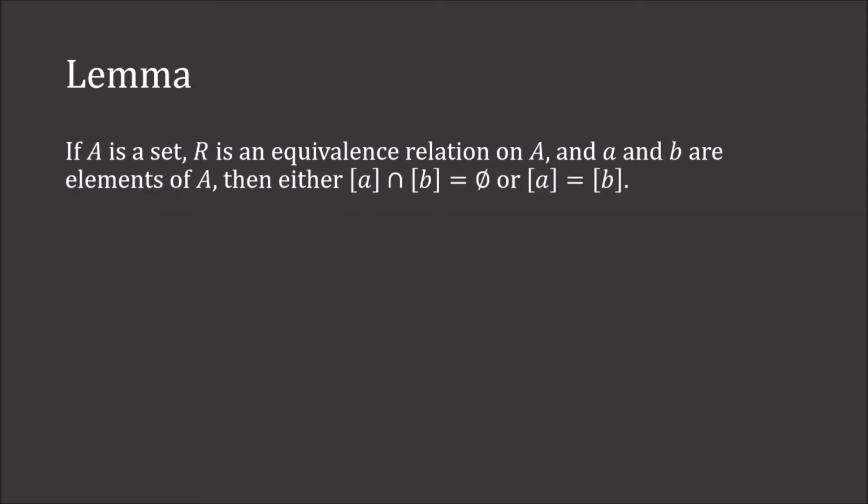Now, if A is a set, R is an equivalence relation on A, and A and B are elements of A, then either the class of A intersected with the class of B is the empty set, or the class of A is equal to the class of B. So the key in this proof is the "or". If we assume that one of these two statements is not true, and show that the other statement must be true, then we've proven the disjunction, right? The disjunction is false only if both are false. So to be true, we only need one of them to be true.